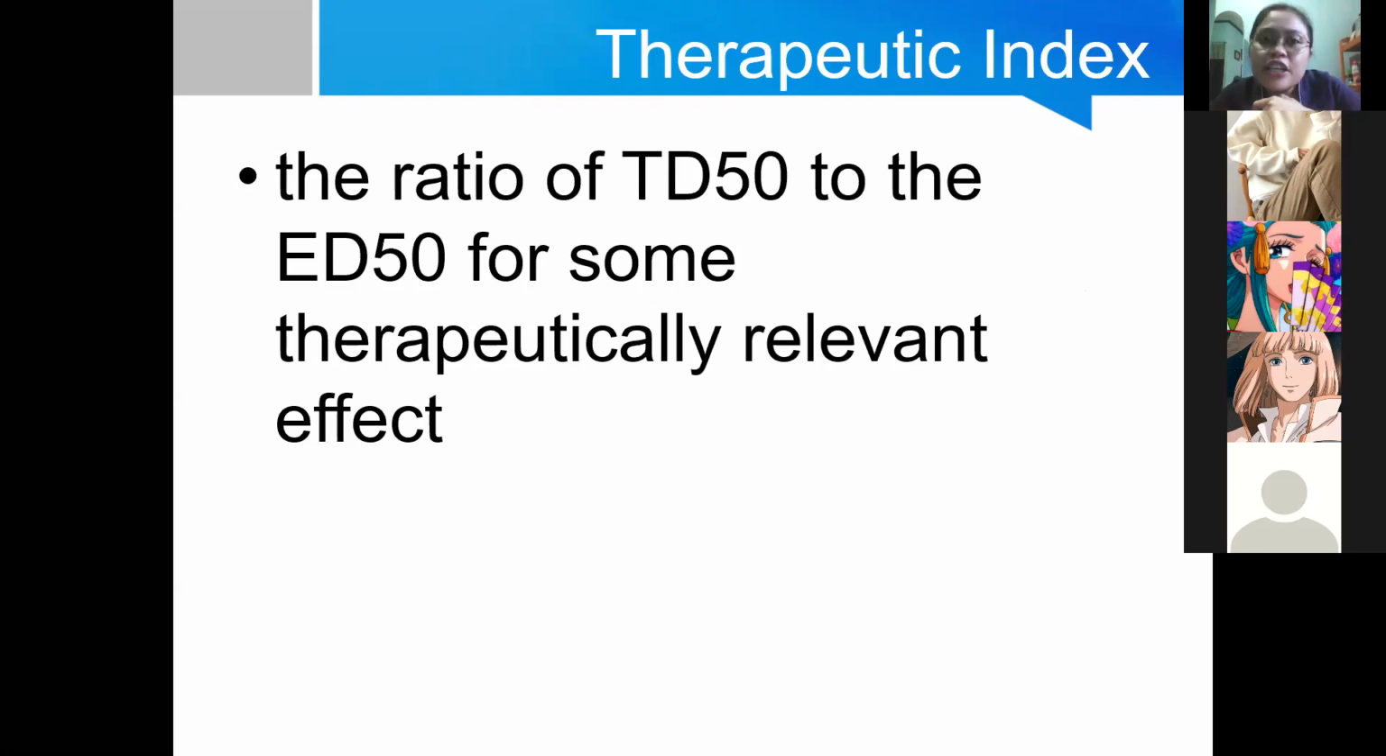So it's the ratio of the TD50, ratio siya ha, of the TD50, when you say TD50, median toxic dose, to the ED50, the median effective dose. So how do they do this? Graph gihapon ta. For example, this is the therapeutic index of paracetamol. Again, we are graphing the therapeutic index of the paracetamol.